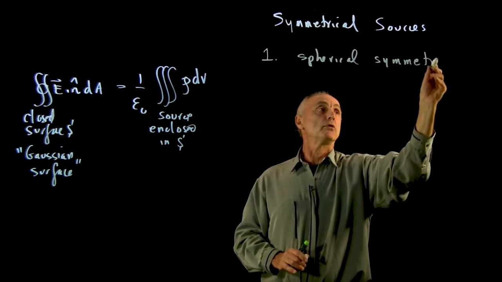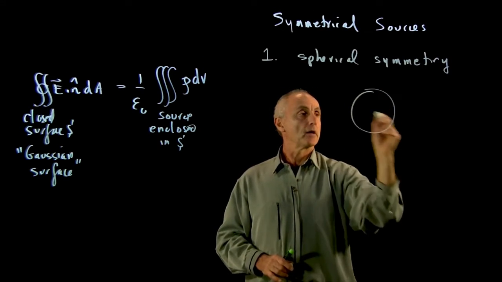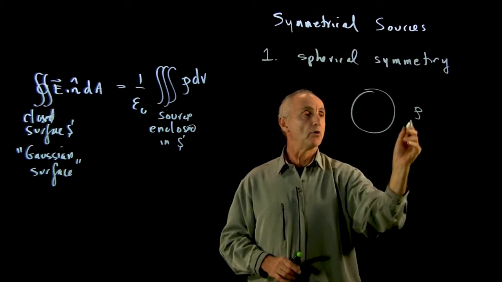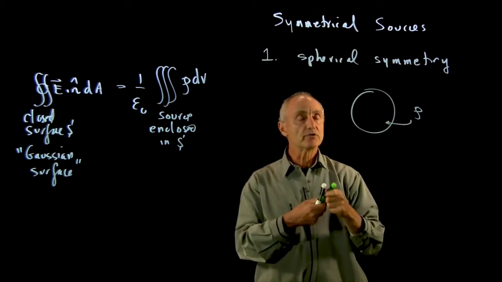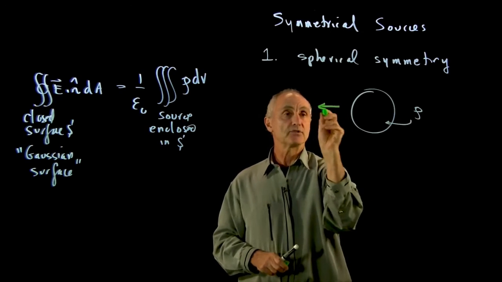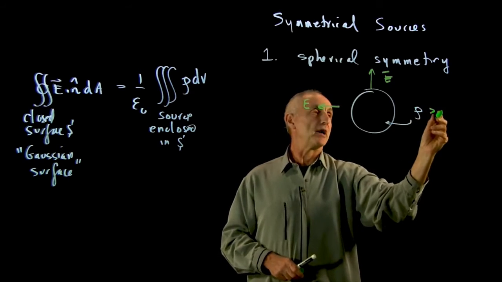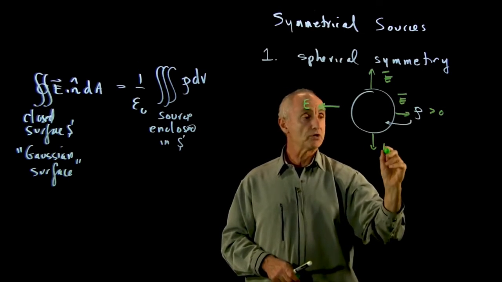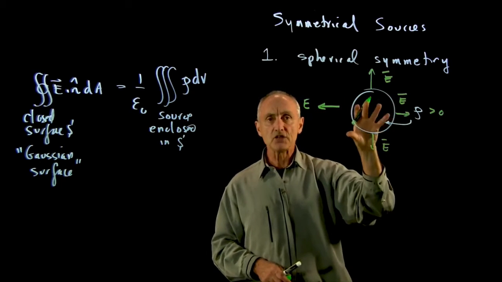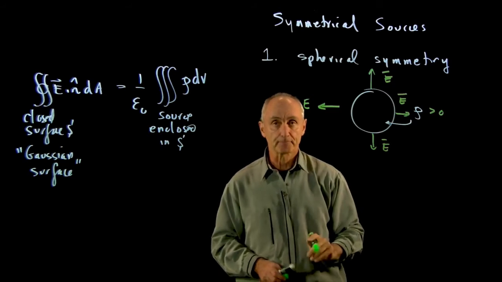And what's crucial with that is, let's draw a source. Here's some charge density, rho. It's not a point charge. And the fact that there's spherical symmetry means that the electric field, if this is positive, is pointing away from the source. And on any spherical surface, the magnitude of E will be the same.